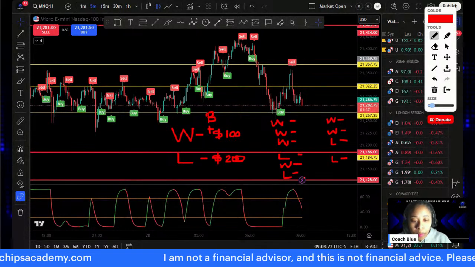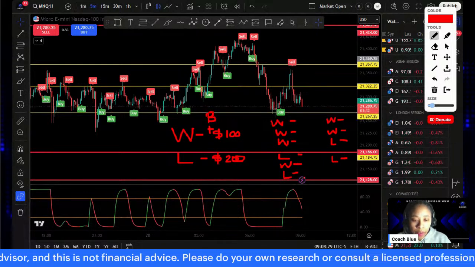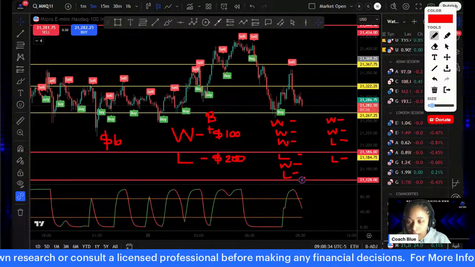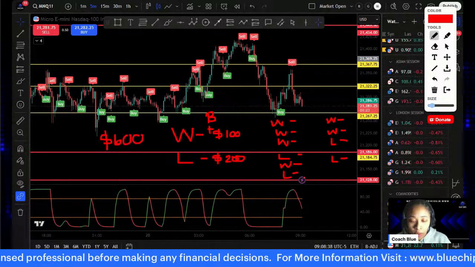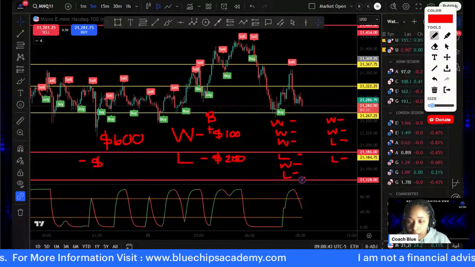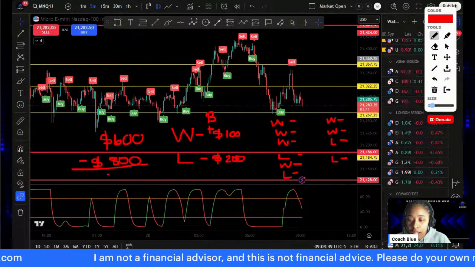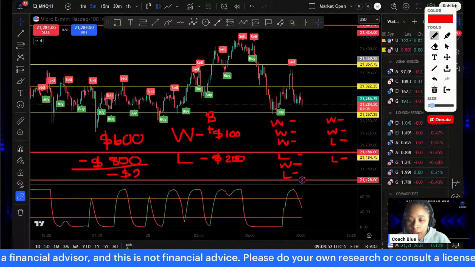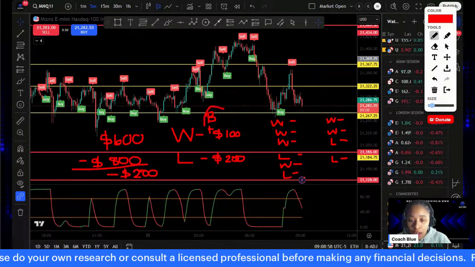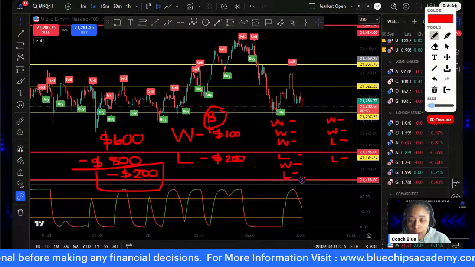Okay, so in this example, basically they would have won $600, because they had 6 wins. All right, but remember their losses are $200, and they lost 4. So in this case, they lost $800. Okay, so with the $800 loss, that put them at a deficit at the end of the week of negative $200.